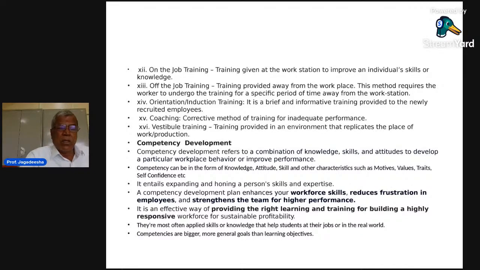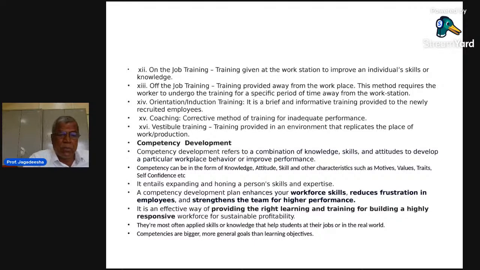As I told you, in the case of vestibule training, it is artificial but not real. When there is an artificial setup which is equal to the real, then the trainer and trainee can definitely get into it. They can see every operation and become conversant with it, and thereby they will have a lot of confidence in gaining knowledge, skill, attitude, including behavior.